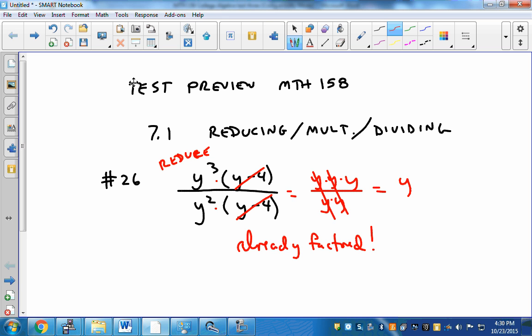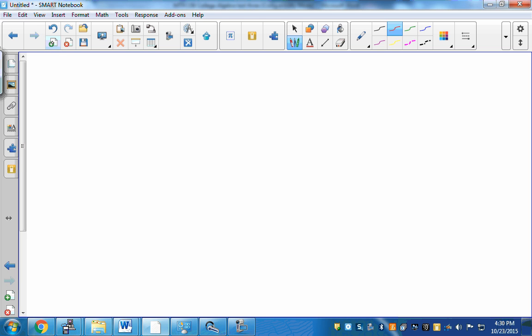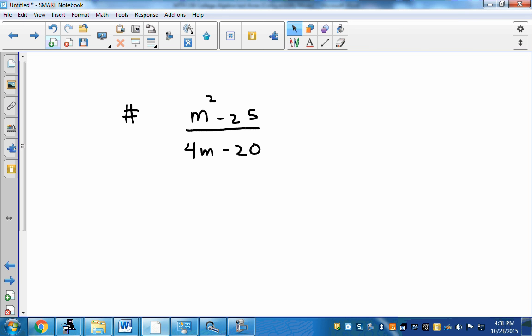Okay. Look at a problem like number 38. Now 37 was assigned. Make sure you do 37. But in 38, we have m squared minus 25, and we have 4m minus 20. And again, the directions say reduce, and then try to explain what you did. It's not one of the homework assigned problems, but 37 was.